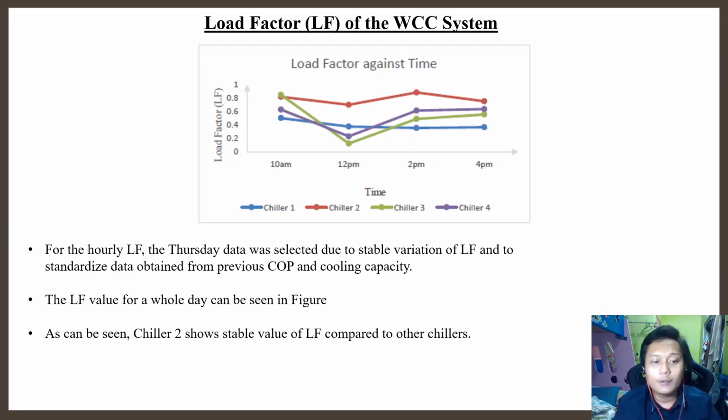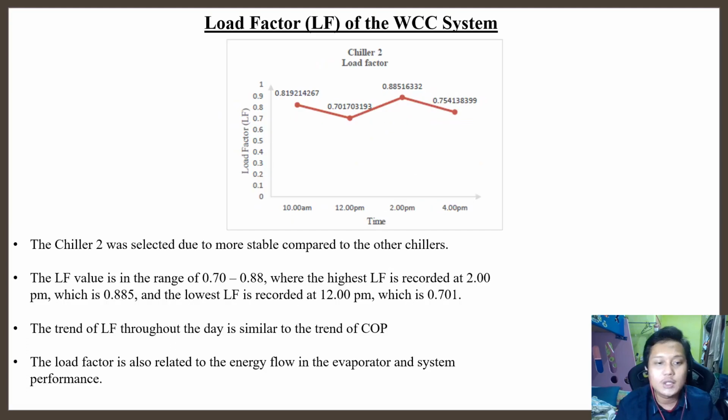For the hourly load factor, Thursday was selected due to the stable variation of load factor and to standardize the data obtained from the previous COP and cooling capacity. The load factor value for a whole day can be seen in the figure. As can be seen, chiller 2, the red one, shows a stable load factor compared to the other chillers. Thus, this is the chiller 2 load factor. Chiller 2 was selected because it is more stable compared to the other chillers.